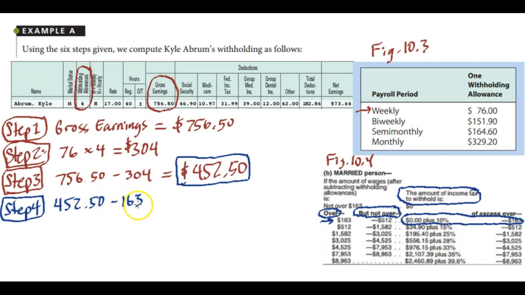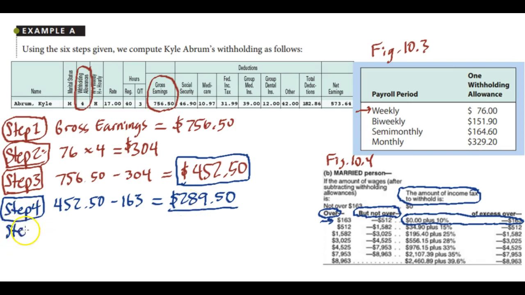So 452.50 minus 163, that leaves us with $289.50. $289.50 is being taxed at a 10% rate. So not all 452.50, only the part that's over 163, which is the amount that we just calculated, is being taxed at a 10% rate.